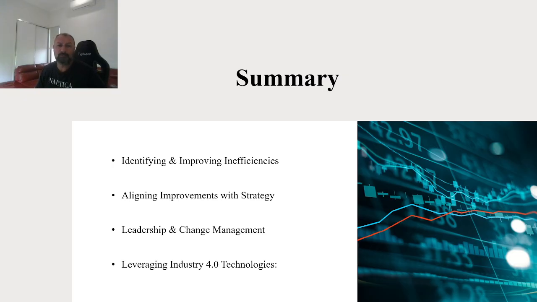Also aligning improvements with strategy, emphasising the importance of linking operational changes with our strategic goals, improving services like payroll, internal processes, and long-term sustainability.